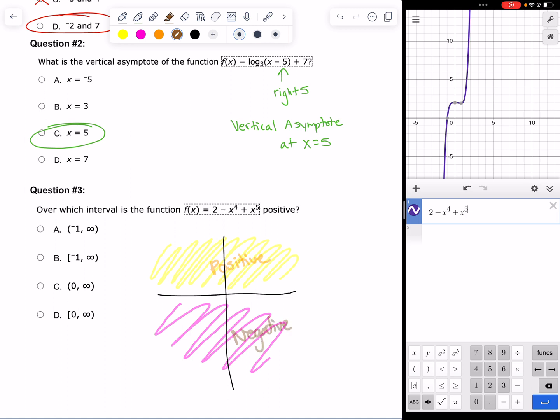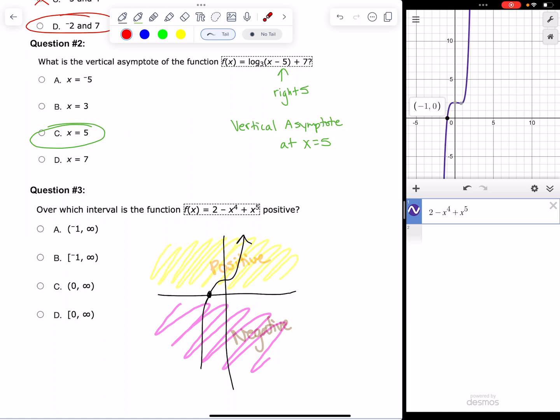So on this function, I'm just going to do a little rough sketch over here. So it definitely looks like it's touching right here. It goes up and touches and goes up that way. So the positive interval of this graph is this whole piece that's up above the x-axis, starting with this spot right here where it touches at -1. So you see that C and D would definitely be wrong because they start at 0. But our positive interval starts at -1 and then will continue to infinity.